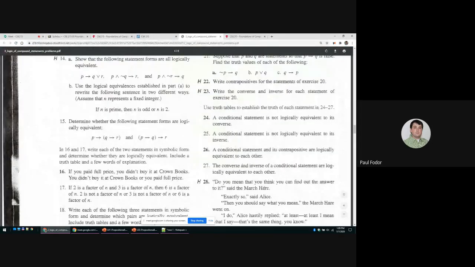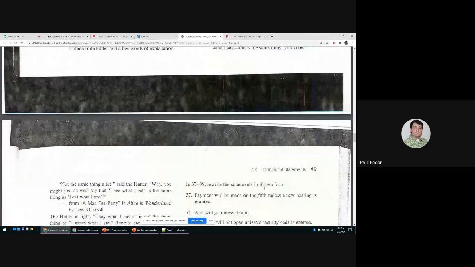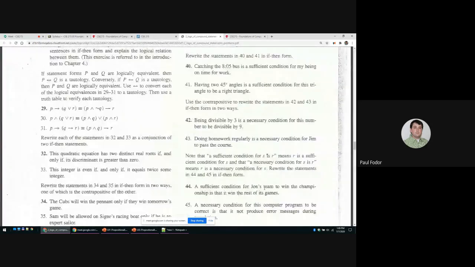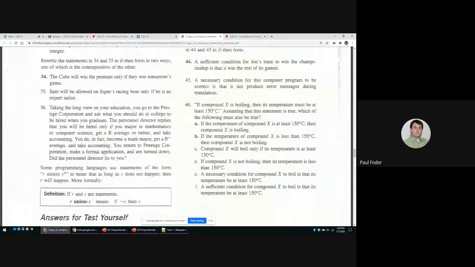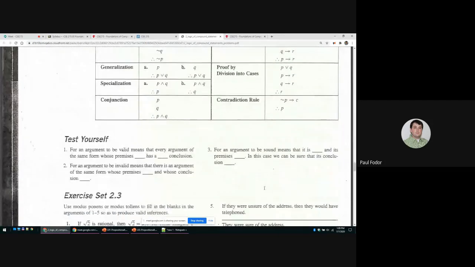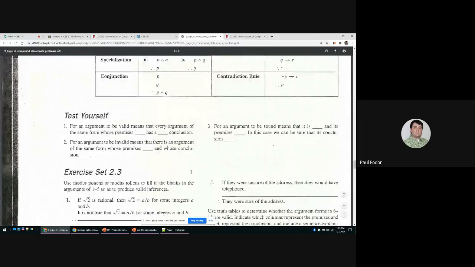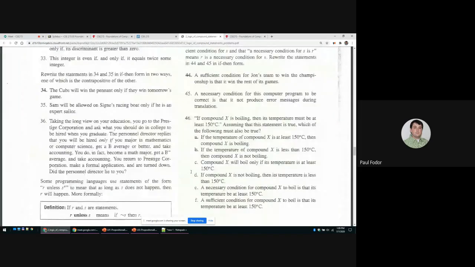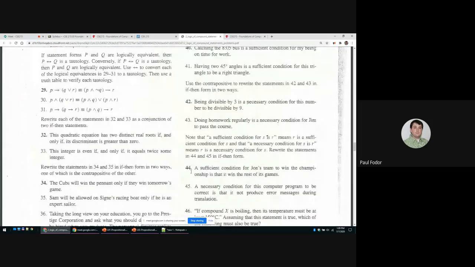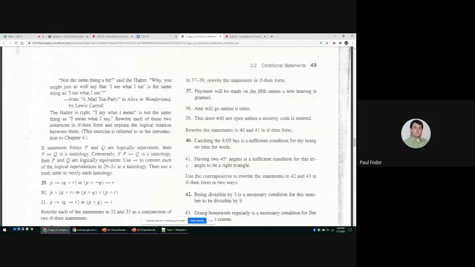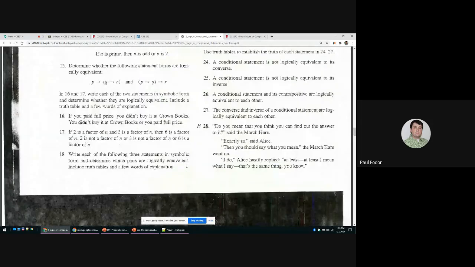Continue. We have a few minutes left. Let's jump to the rules of inference, basically. Actually, no, we haven't done this yet. Okay. I'm looking at if I can find any symbolic proofs.